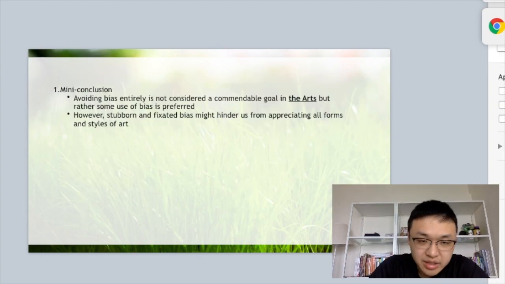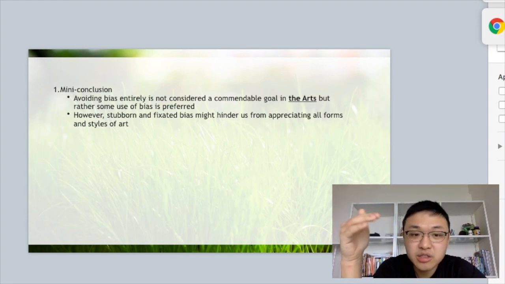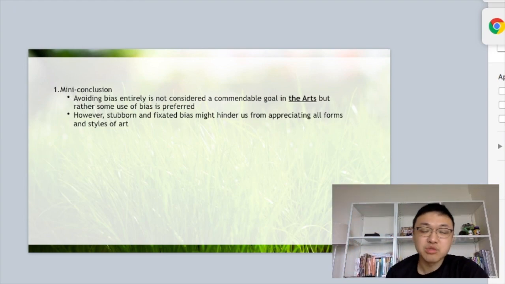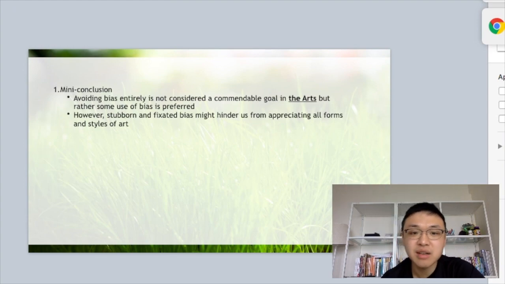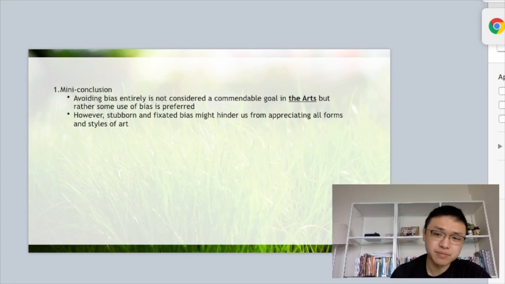So now we write a mini conclusion. We have had our claim and our counterclaim in arts, so we want to conclude with regards to arts, right? You can say avoiding bias entirely is not considered a commendable goal in arts, right? There's no way we can avoid bias entirely because we use intuition and emotion as our ways of knowing. And therefore some form of bias is preferred. However, stubborn and fixated bias might hinder us from appreciating all forms of art and style, right?